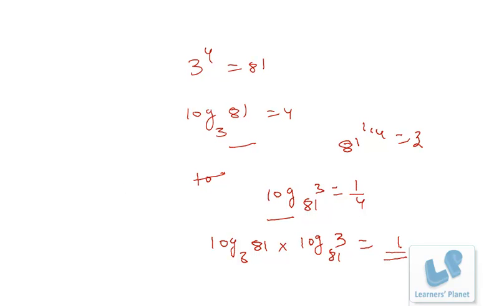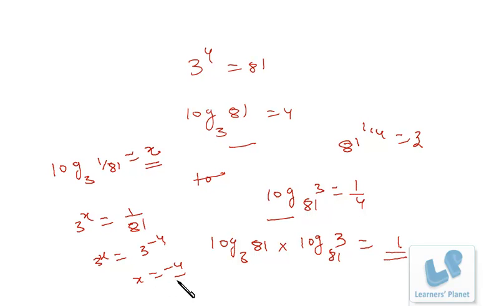Similarly, if you wish to calculate log 1 by 81 to the base 3, I suppose it to be x. As I told you, if it is a fraction, the value of the logarithm will be negative. That means x will be negative. Now let's calculate that. I assume log 1 by 81 to the base 3 to be x. That means 3 raised to x is equal to 1 by 81, right? So 3 raised to x is equal to 3 raised to minus 4. That means x is equal to minus 4, right? So log 1 by 81 to the base 3 will be minus 4. That is a negative value, right? So this is how you can practice some of the questions.